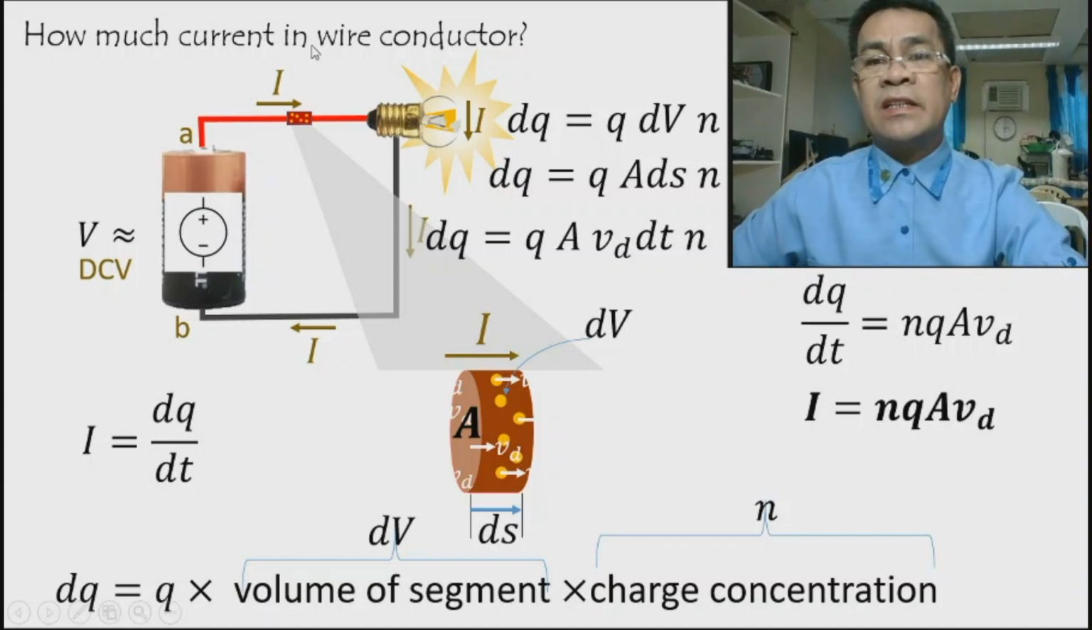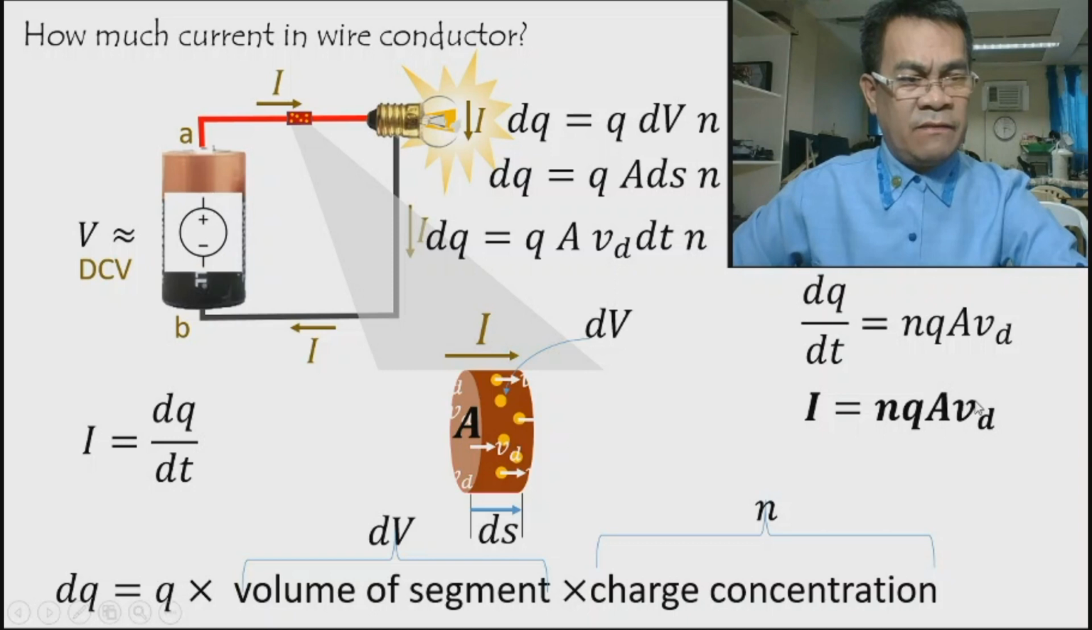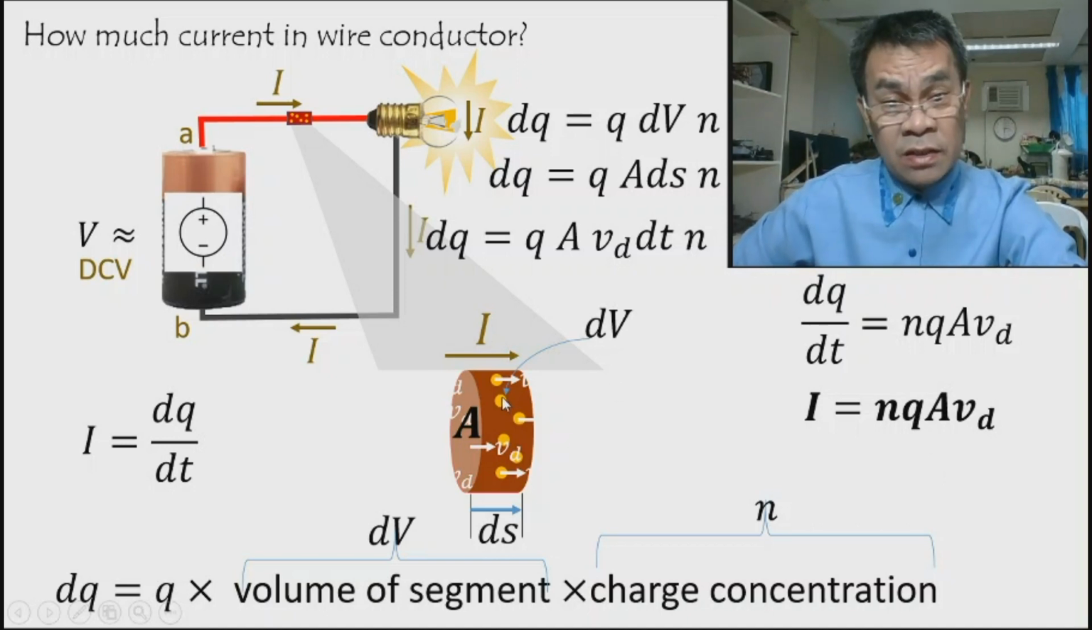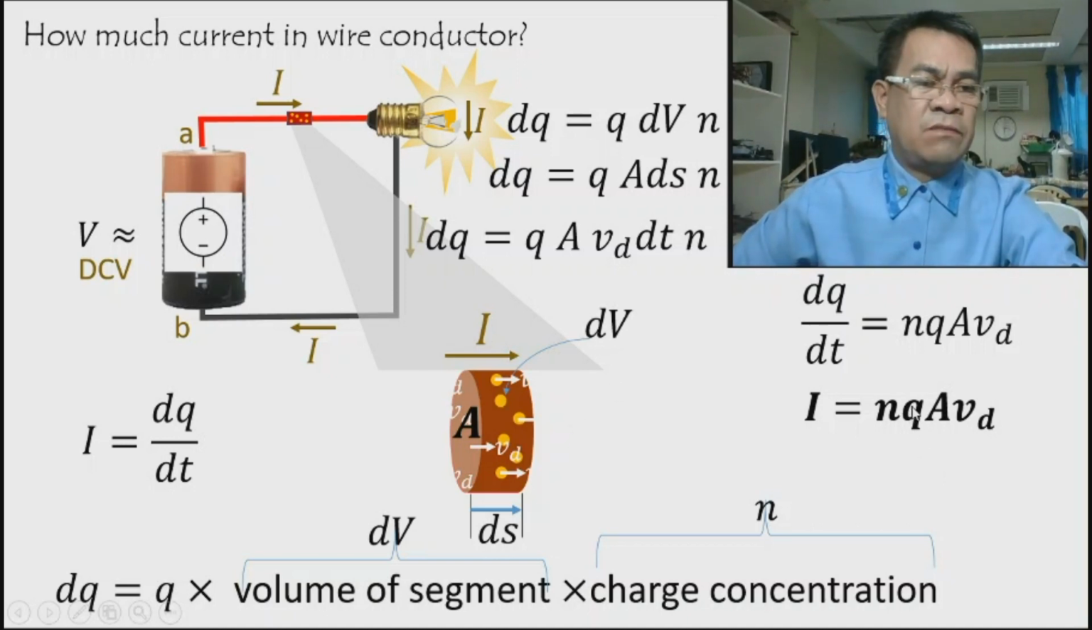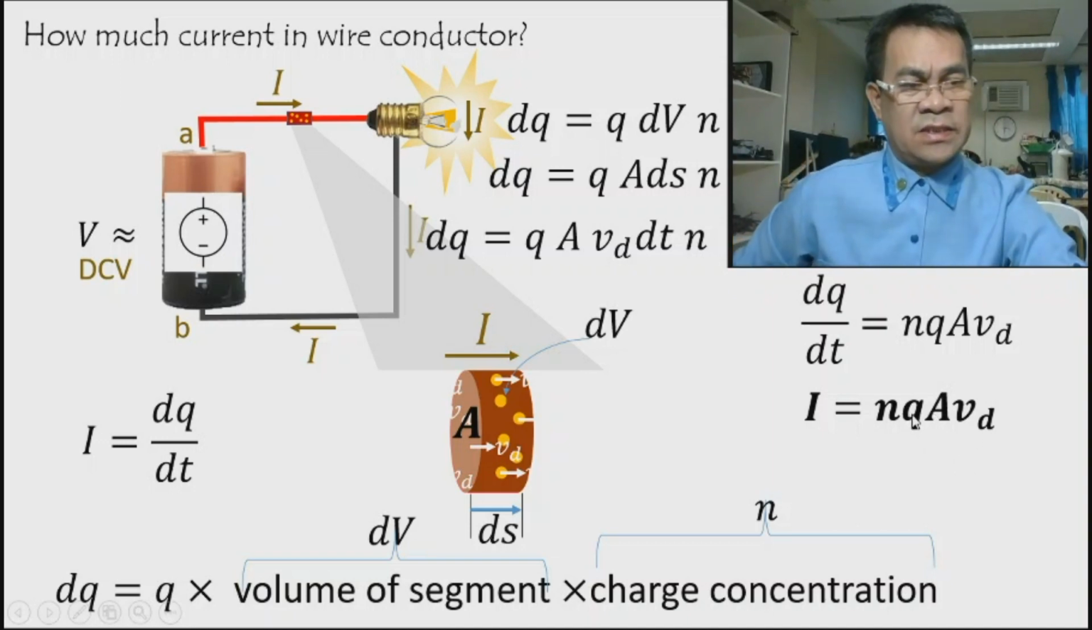How much current is in a wire conductor? The answer is I is equal to nqAvd. So it is the charge concentration times the charge of the particle. This is only a single charge, so it can be the electron, and we have the area times vd, the drift velocity. A is the area of the conductor.